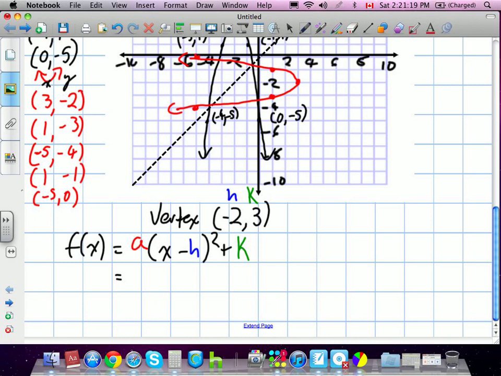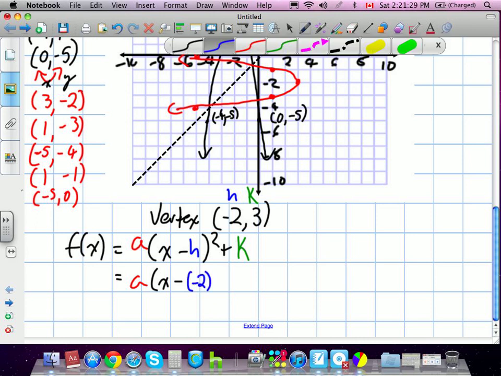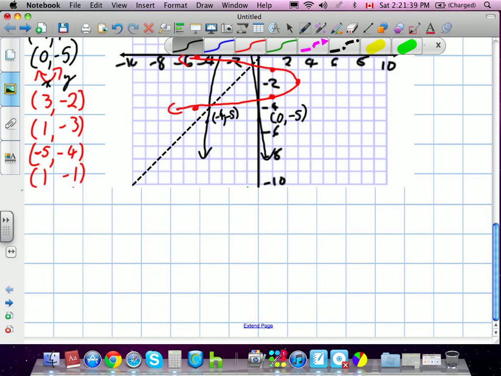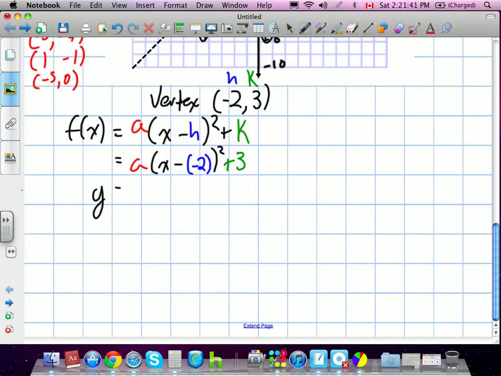x subtract -2, squared, and then +3. Now our f(x) is technically equal to y, but let's keep going with this. y = a(x + 2)^2 + 3. Now I don't know what a is. Do you know a way I could find this?